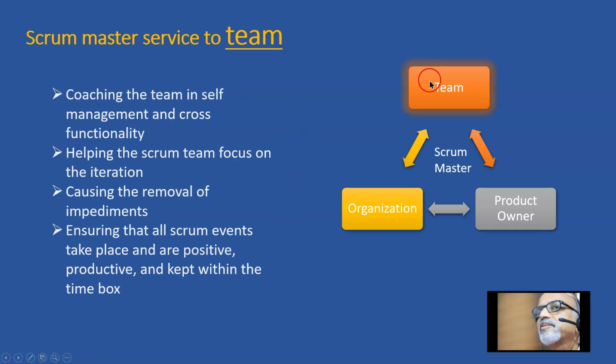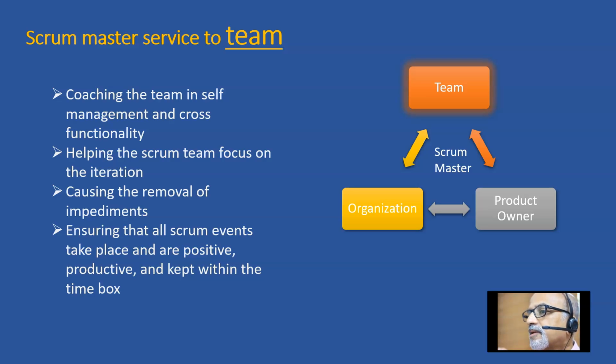Scrum Master service to the team: coaching the team in self-management and cross-functionality. So this cross-functional team has to unite and work as a single unit to deliver value. So for that, coaching is required. Helping the Scrum team focus on the iteration or sprint. Causing the removal of impediments, ensuring that the Scrum events take place and are positive, productive, and kept within the time box. So causing the removal of impediments is one key aspect of the Scrum Master role.